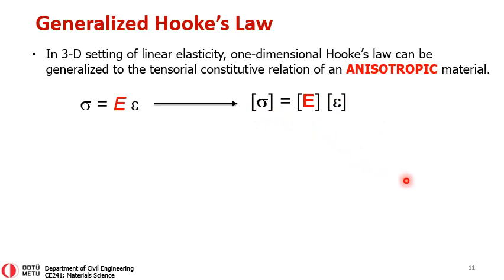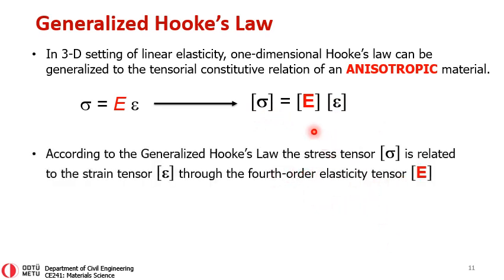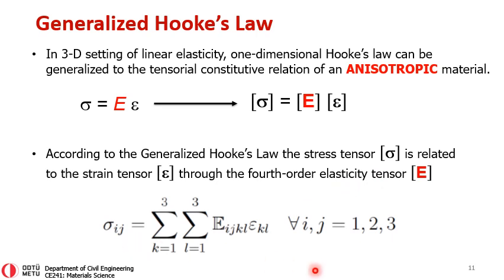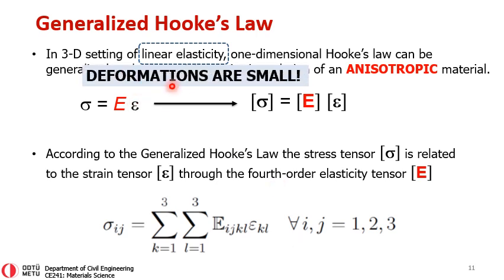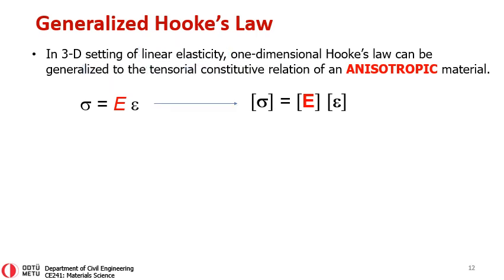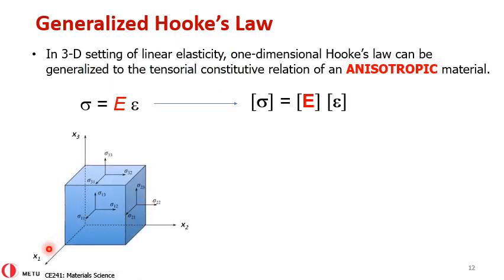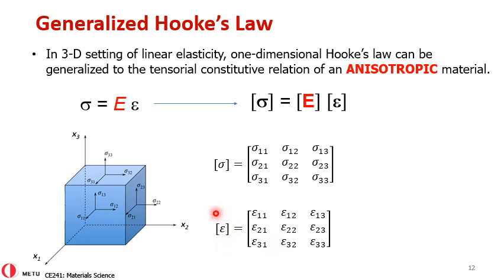So we have these matrices now. According to the generalized Hooke's law, the stress tensor is related to the strain tensor, and what we have over here is a fourth order elasticity tensor that can be expressed mathematically like that. And remember, in linear elasticity, we are always considering small deformations, small strains. So here is the general case. We have these 9 stress components assembled in a matrix form, and we have these 9 strain components assembled in matrix form. And if you remember, the diagonals are normal stresses, and over here the diagonals are normal strains.